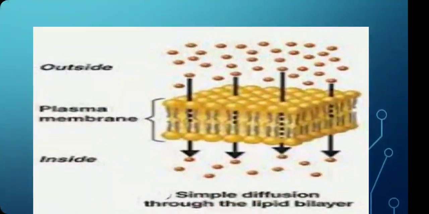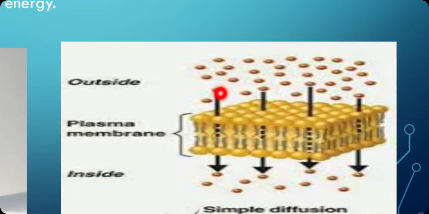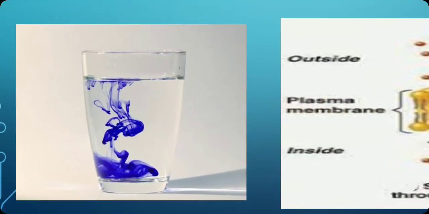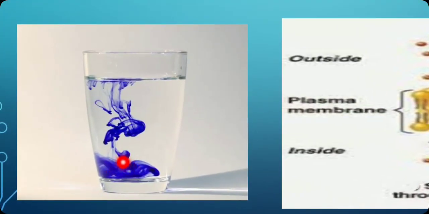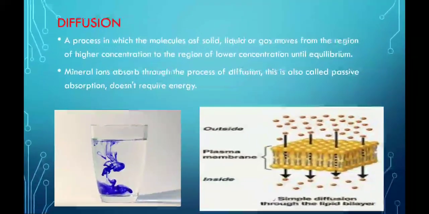Why is it called passive absorption? Because such type of absorption does not require energy. The molecules move from higher concentration to the lower concentration, as you can see here, so no extra energy is needed for it. That's why it is called passive absorption or passive transport.